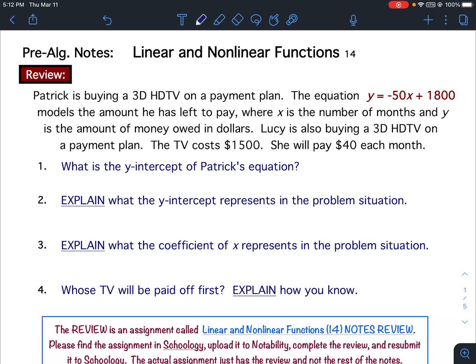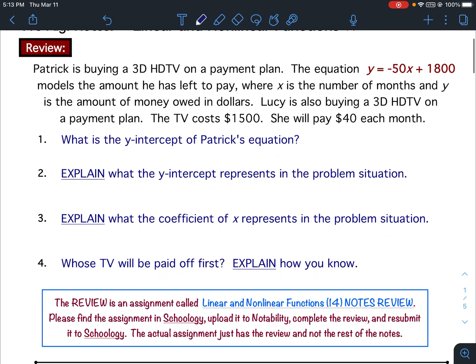Linear and nonlinear functions, lesson 14 notes, the review. The review is a separate assignment. Find it in Schoology, upload it to Notability, finish it there, and then resubmit it to Schoology.